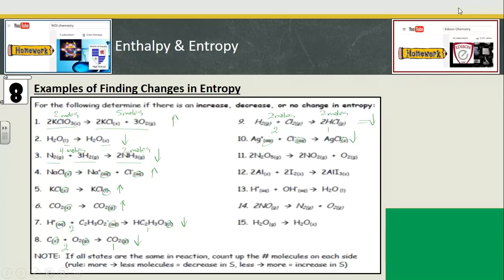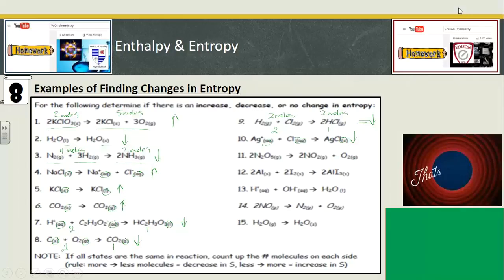And that's entropy, okay? Which brings us to the end of this particular unit.